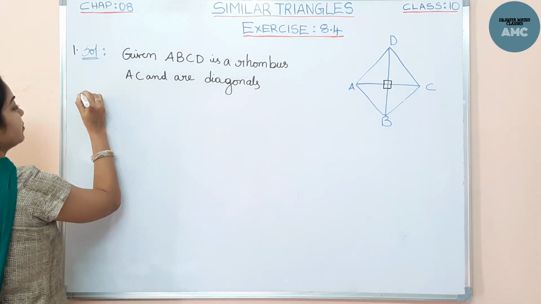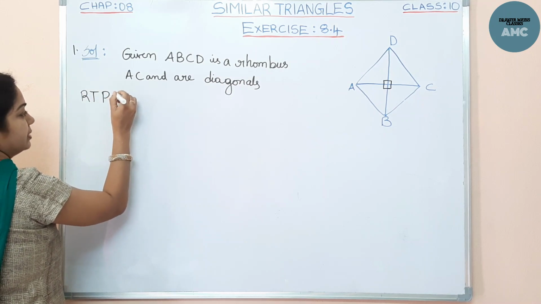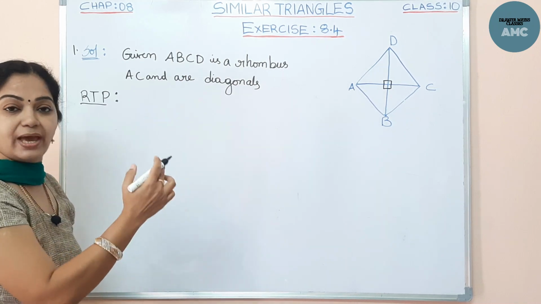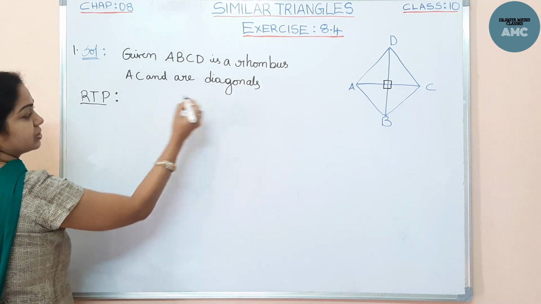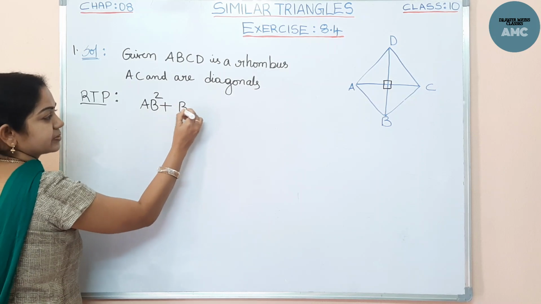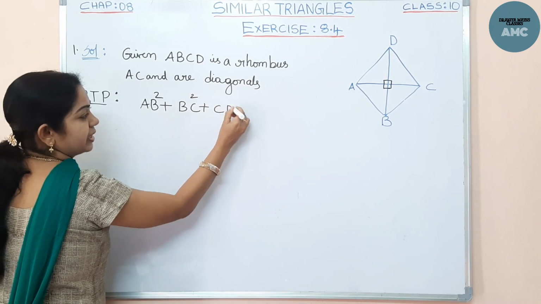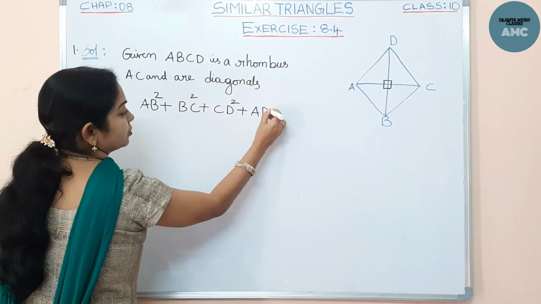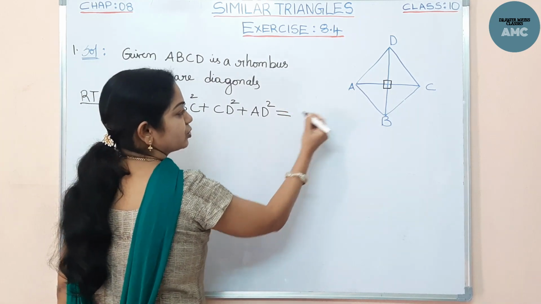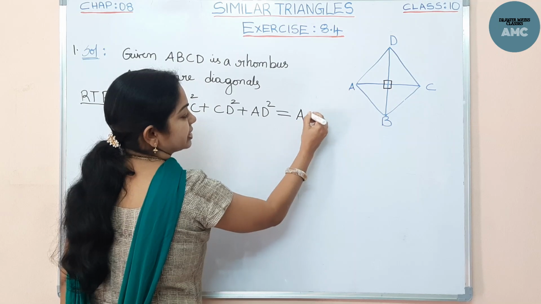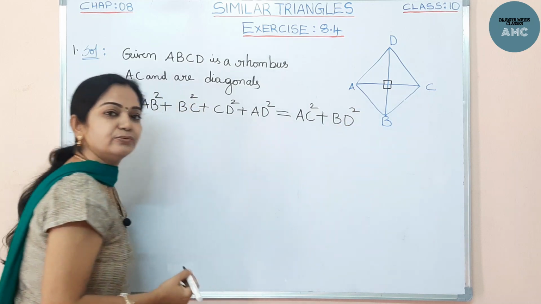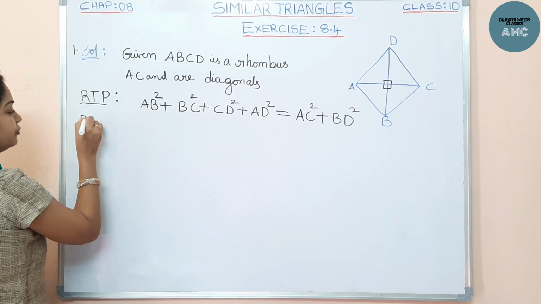Now, what is required to prove? Given is that it is a rhombus. Required to prove is that the sum of the squares of the sides of the rhombus, that is AB square plus BC square plus CD square plus AD square, is equal to the sum of the squares of the diagonals, AC square plus BD square. This we need to prove. Now, we will start the proof.